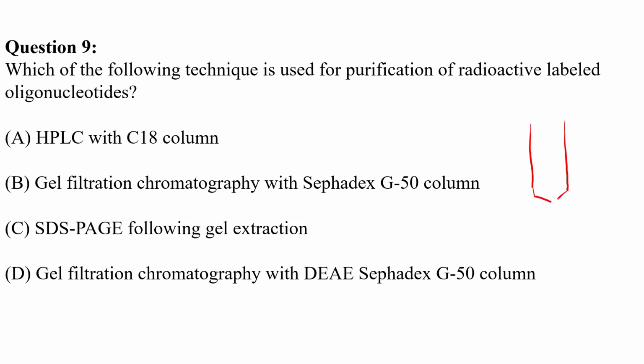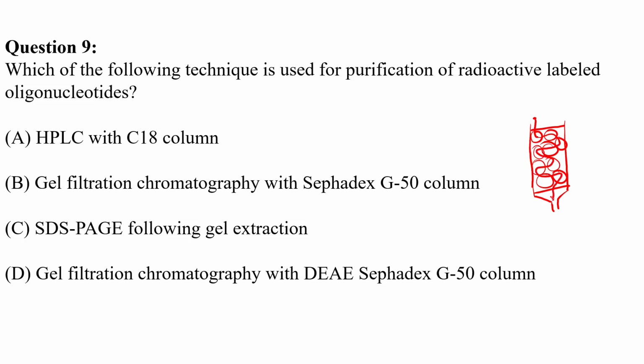Okay, and we have an outlet. This column is filled with resin which has a particular pore size. Now if a molecule is small enough to enter each and every pore, what will happen is that molecule will enter each and every resin bead and then come out.